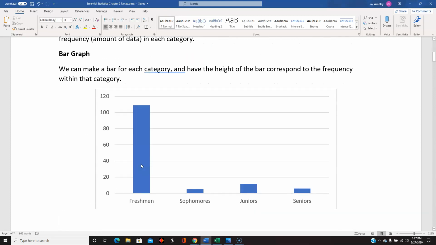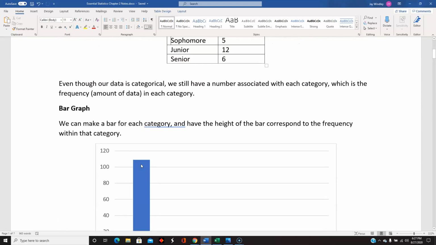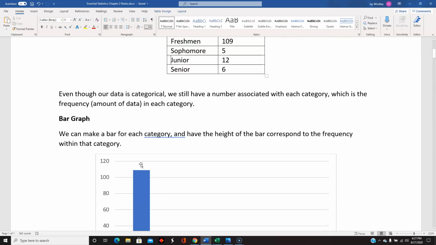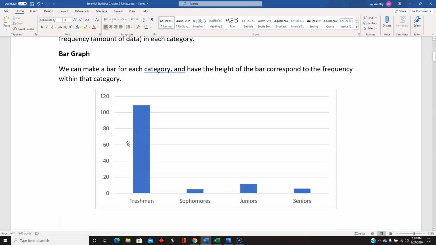So one thing that can be done with this is to turn it into a bar graph. We're simply going to make a bar for each of these four values of grade level, and then the height of the bar will equal the frequency that we see over here. So that gives us a bar graph looking something like this.